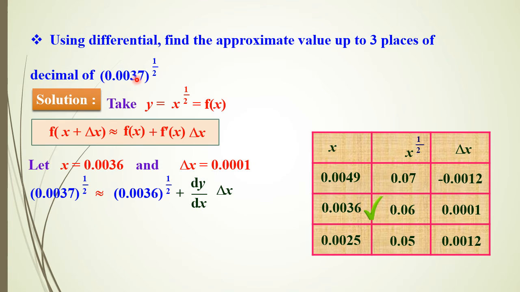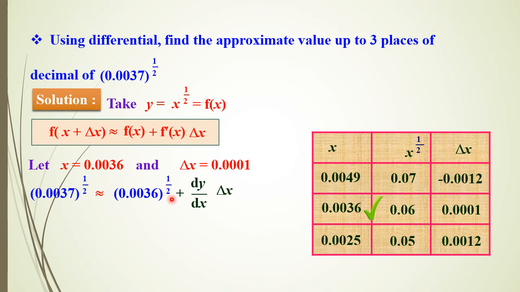The square root of 36 can be written as just 6, but here we have 0.0037, therefore it can be written as x equal to 0.0036 and delta x equal to 0.0001. After adding 0.0036 with this one, you'll be getting 0.0037. So x equal to this, delta x equal to this much.